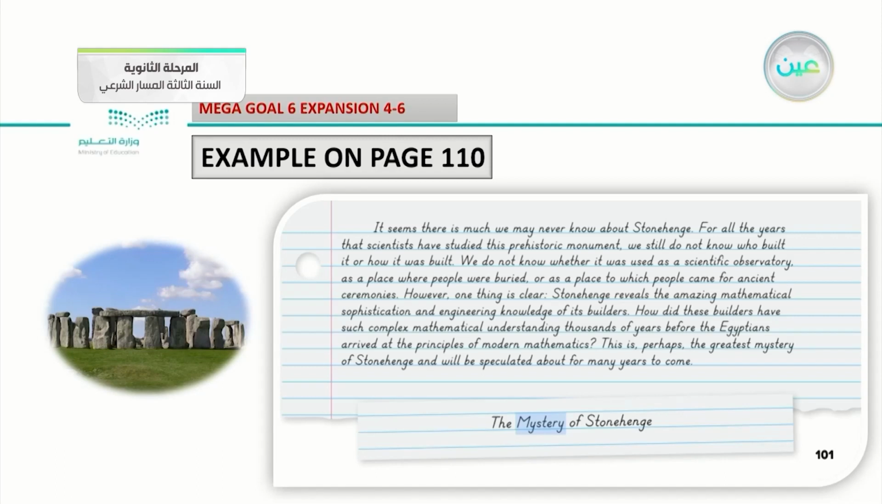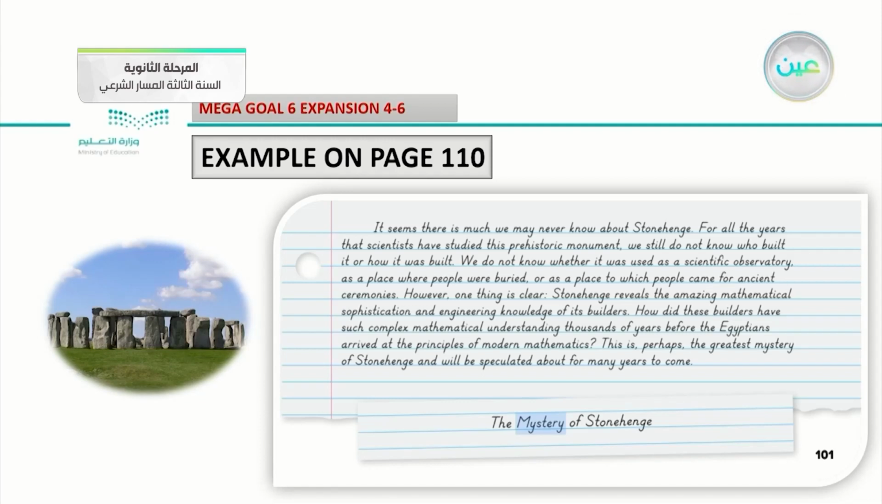However, one thing is clear. They give an example here. Stonehenge reveals the amazing mathematical sophistication and engineering knowledge of its builders. How did these builders have such a complex mathematical understanding thousands of years before the Egyptians arrived at the principles of modern mathematics? This is perhaps the greatest mystery of Stonehenge and will be speculated about for many years to come.